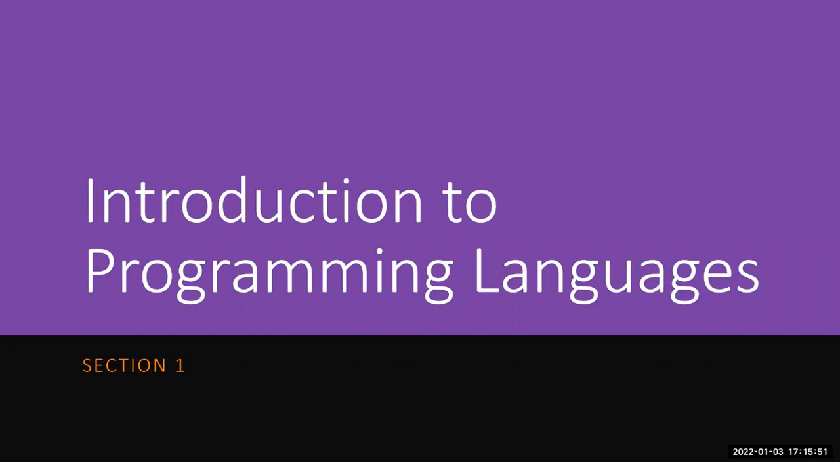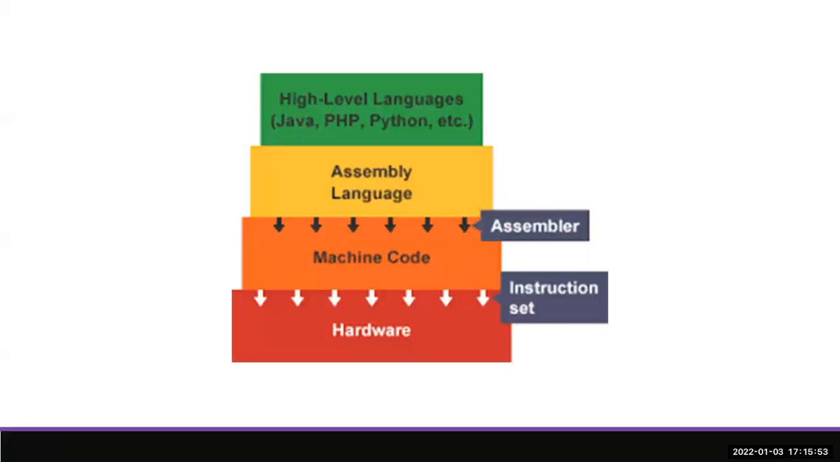Session 1, Introduction to Programming Languages. There are a lot of different languages. We have human language. We also have programming language. These languages are different, and different languages are used for communication in different situations. When we talk about programming language, it includes high-level language, assembly language, and machine language. The machine language has an interface to the hardware by the instruction set, and usually we call it the instruction set architecture.